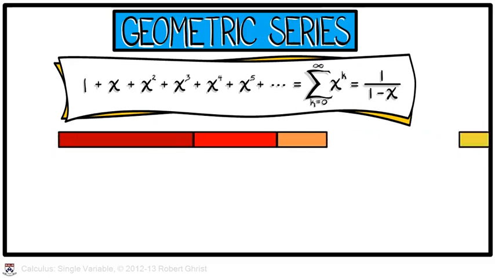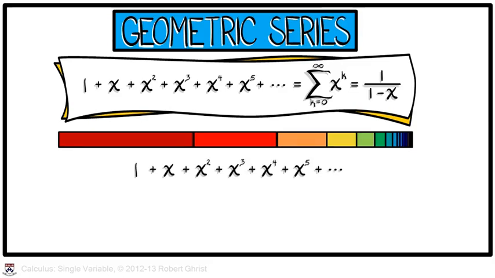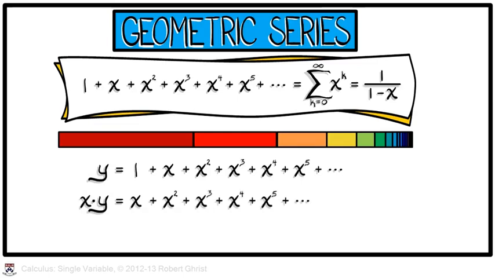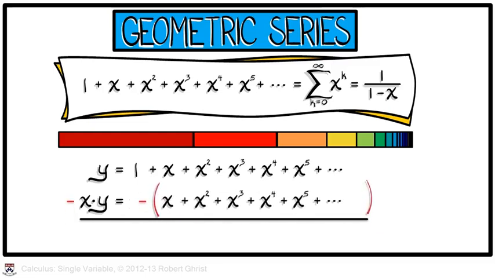How would you prove something like this, even for values of x not equal to 1/2? Well, let's see. Let us take this infinite sum and call it y. If we multiply this by x, then we obtain x plus x squared plus x cubed, etc. If we were to subtract that from our original series, y, then we see that everything cancels except for the first term, so that y minus x times y equals 1.